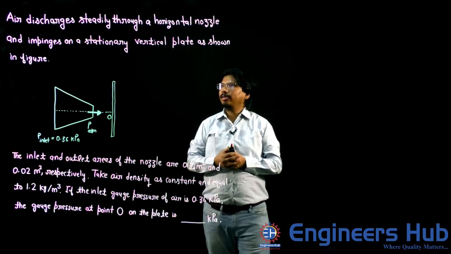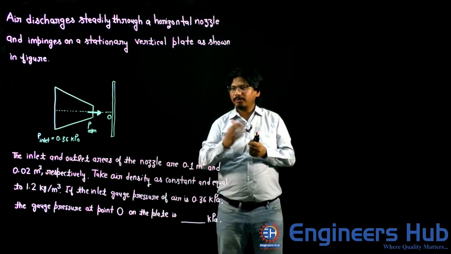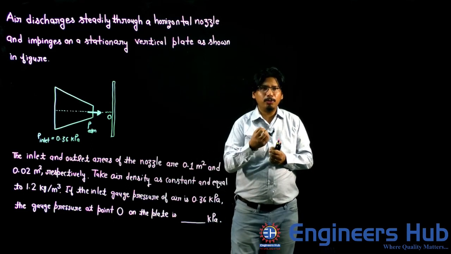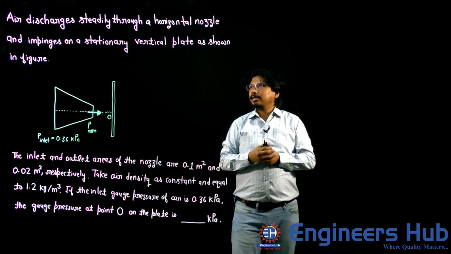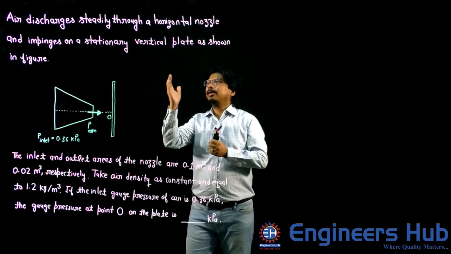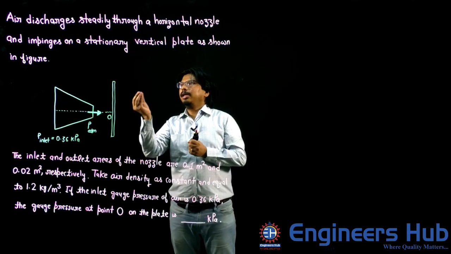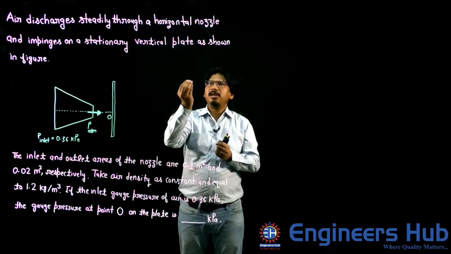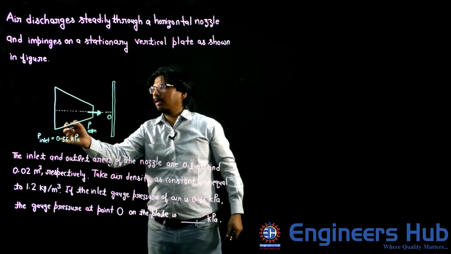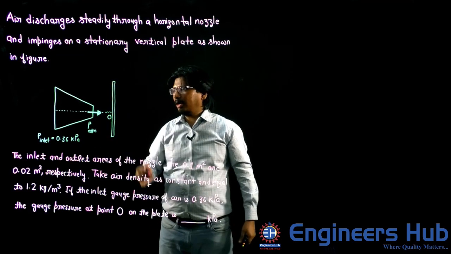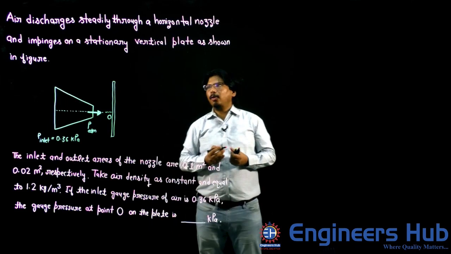So my friends, let us continue the discussion on previous GATE questions. This is one of the questions which came in GATE 2020 Mechanical forenoon session. This question belongs to fluid mechanics. Let us read the question. Air discharges steadily through a horizontal nozzle and impinges on a stationary vertical plate as shown in the figure. You can observe we have one horizontal nozzle and a vertical plate, and air is impinging on this vertical plate at point O.